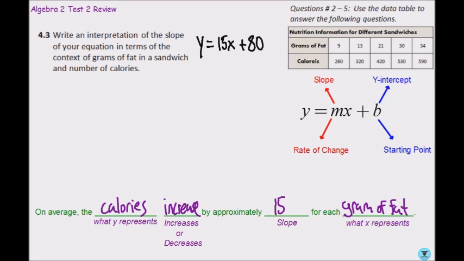And then for 4.3, it should have been something like this. On average, the number of calories in a sandwich increases by approximately 15 for each gram of fat within that sandwich, right? So something to that effect. You may have worded it a little bit differently, but as long as we're conveying the meaning of that slope. All right, so that concludes number 4. We'll go ahead and go on to number 5, where we're going to do the same thing, but we're going to put it into the calculator.